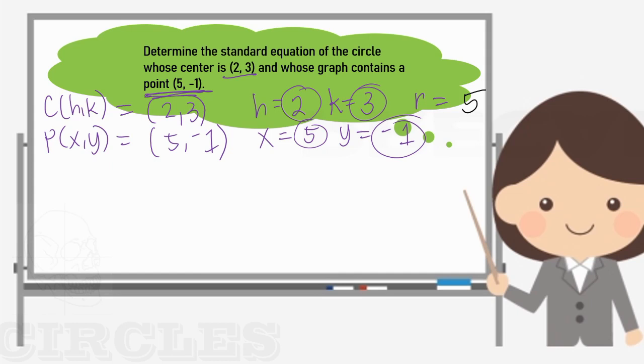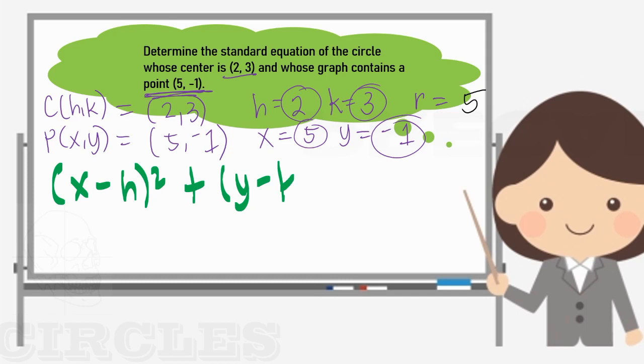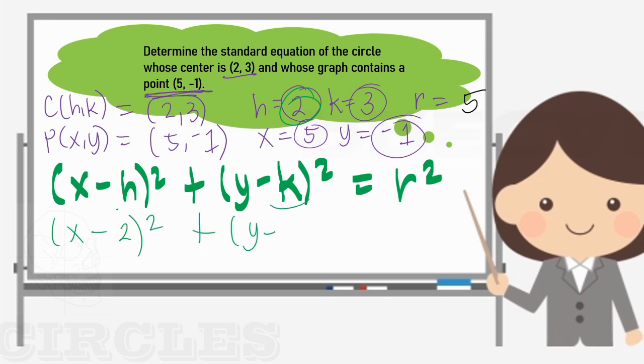So, yung standard form ng circle, gagamitin natin ulit. x minus h squared plus y minus k squared is equal to r squared. Then, direct substitution ulit. So, x minus h. So, h natin ay 2 squared plus y minus k. k natin is 3 squared is equal to r.